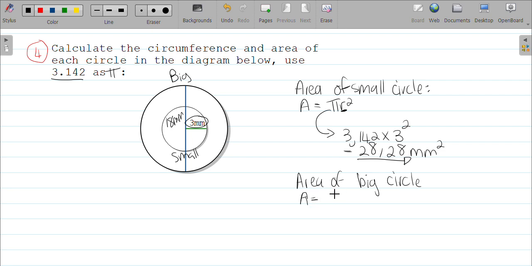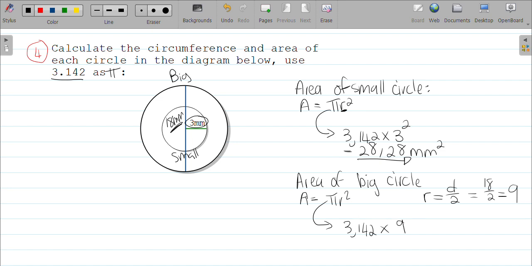Area is equal to pi r squared again, guys. So pi, we're going to use 3.142, times the radius. Now, guys, what is the radius? In the big circle we do not have just the radius, we have the diameter, which is 18 millimeters. So what did I say? The radius is half the diameter. So the diameter is 18 divided by 2, and therefore our radius is going to be 9 millimeters.